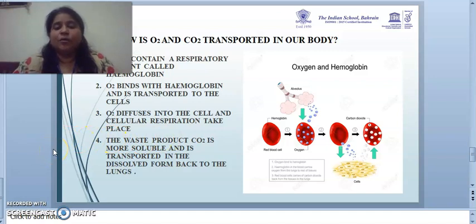So we can say the whole process of respiration involves, first, taking in oxygen and giving out carbon dioxide. The second process involves transporting oxygen and carbon dioxide with the help of a respiratory pigment called hemoglobin to the cells and back to the respiratory system or the lungs. The third process involves the breaking down of glucose to release energy.